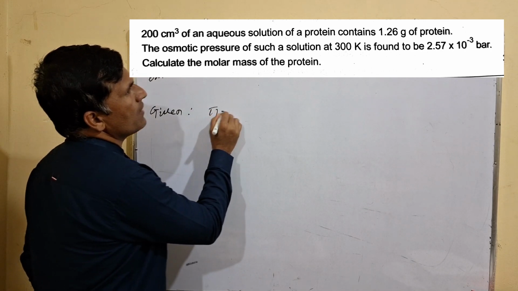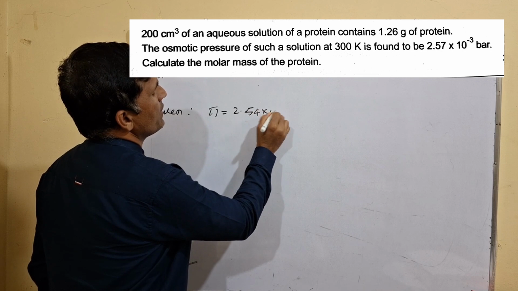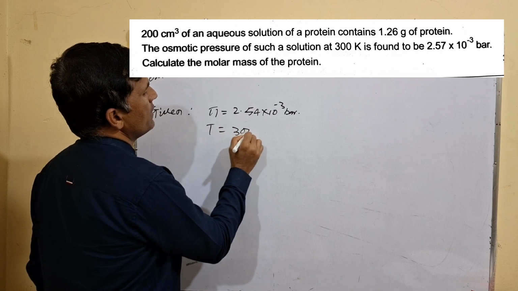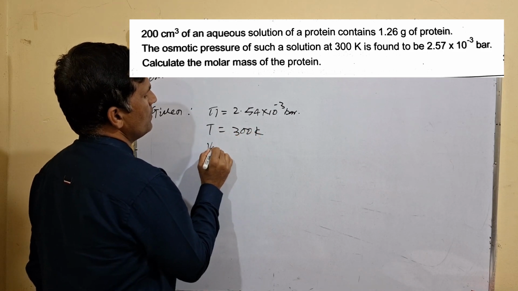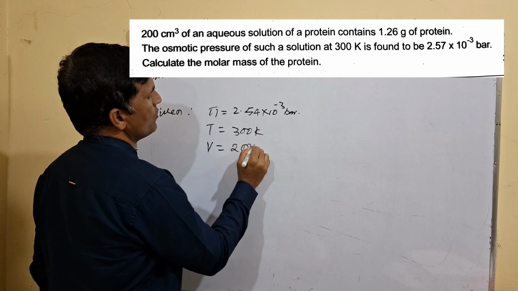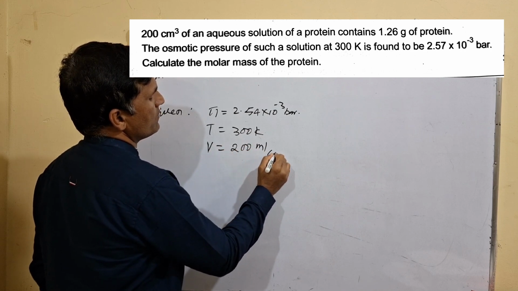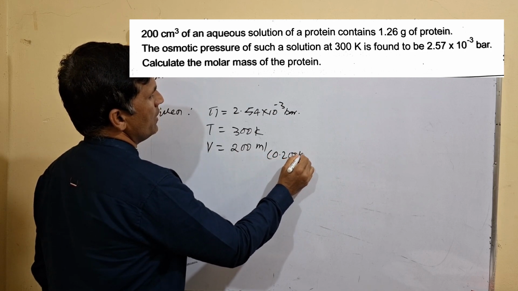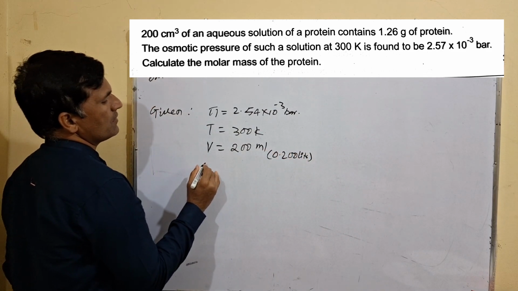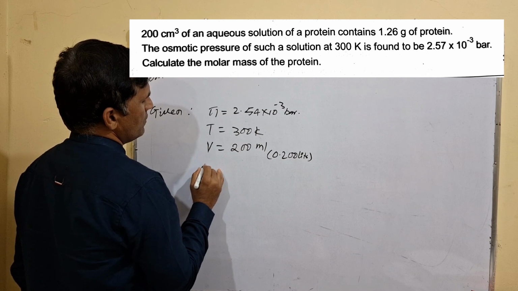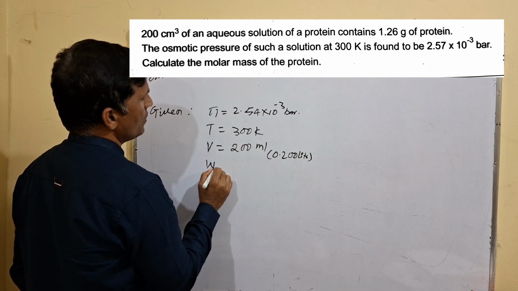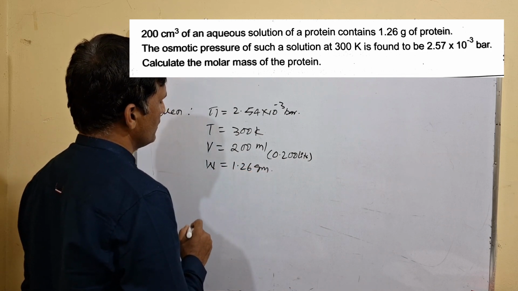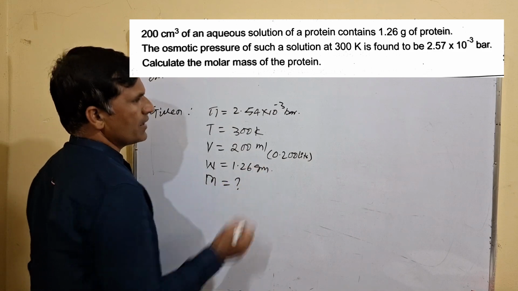So pi is given as 2.54 × 10^-3 bar. Then temperature is given as 300 Kelvin. Then the volume of the solution is 200 cubic centimeter, which means 200 ml. If you want to express that in liters, it is 0.200 liter. Next is pressure, volume, temperature. Then the weight of the solute: 1.26 grams of protein is being added. Then the molecular weight of that is being asked, right?